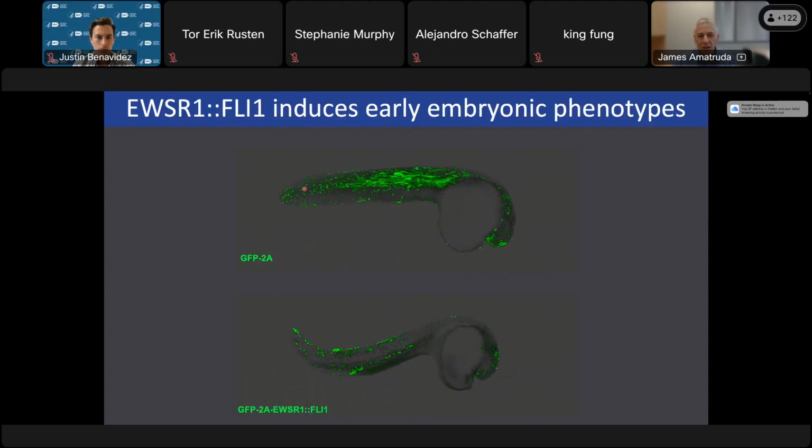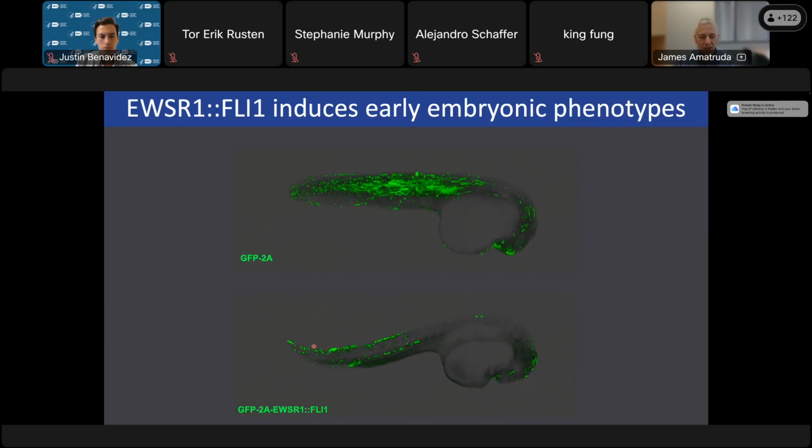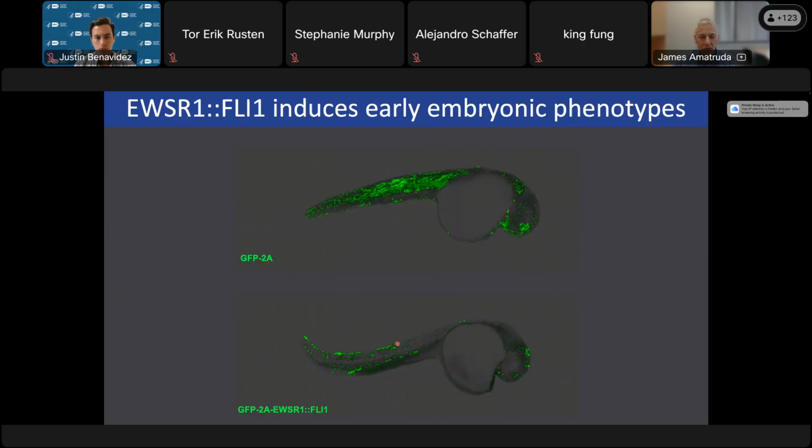So this is what it looks like when you just express GFP widely in a zebrafish. It's a perfectly happy, normal looking fish, lots of GFP expression throughout the body. In this model that incorporates the EWS-FLI1 oncogene, after a couple of days of life, you can see there's a much more limited population of surviving cells. And this is a typical pattern in which the surviving cells were clustered here at the dorsal surface, with some down here at the ventral part of the embryo.